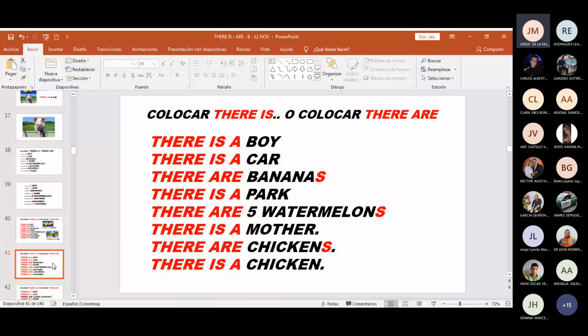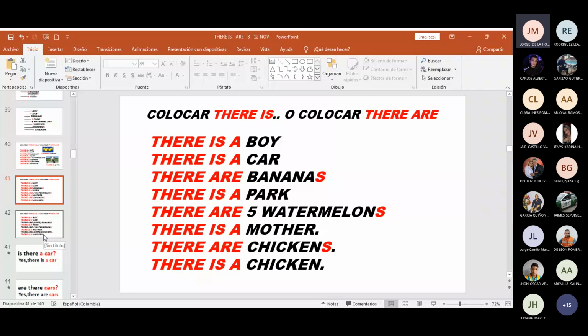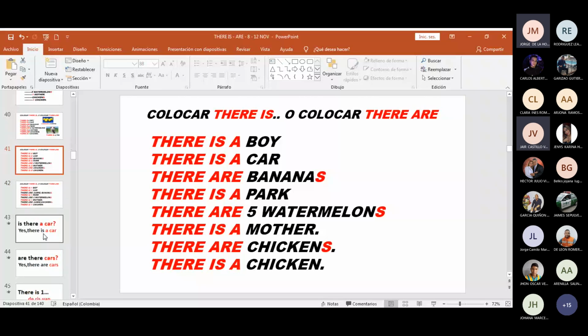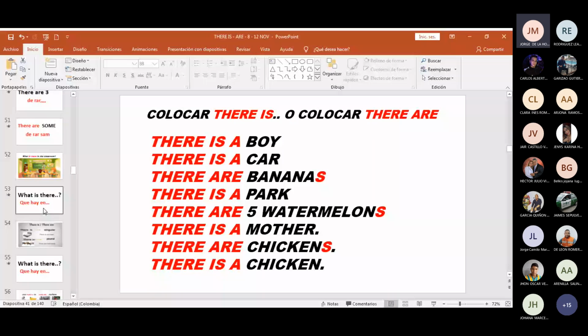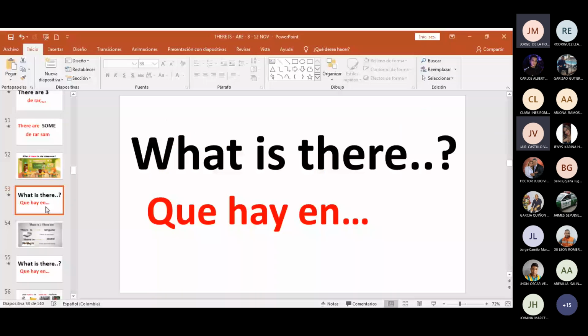Remember, class, siempre que utilice el there are, tiene que terminar la palabra en plural. There are bananas, there are 5 watermelons, there are chickens. So all the time is going to be plural. Si yo quiero averiguar qué es lo que hay en un lugar, student, siempre tengo que utilizar what is there. What is there? Y la respuesta sería ¿cuál? Student, there is one. Si es uno solo, ¿ya?